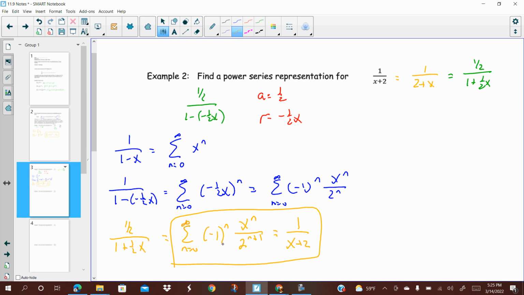So again, rewrite the original function so that it looks like it could be put into a 1 over 1 minus r, or a over 1 minus r form. Figure out your a, figure out your r. Start with the original function 1 over 1 minus x, substitute in your r, simplify a little bit, and then multiply everything by a. Okay, let's try another one.